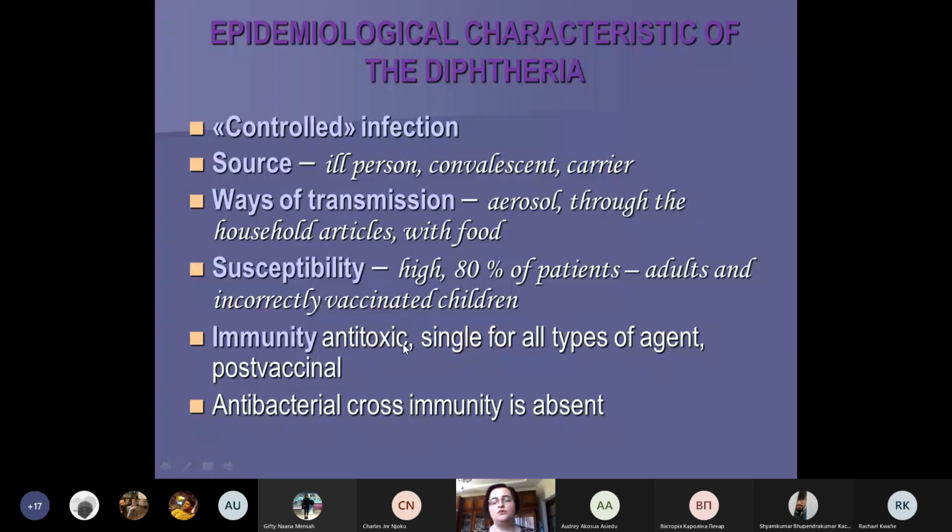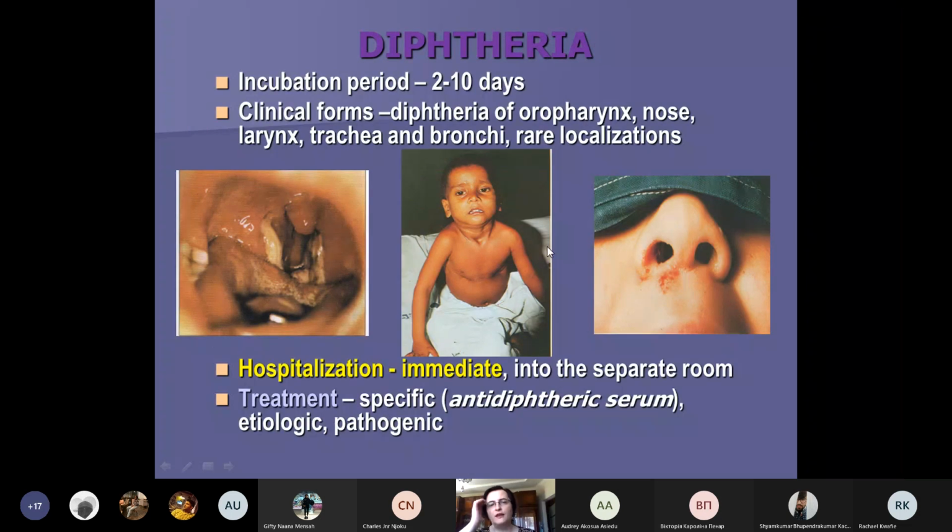Immunity: anti-toxic immunity, single for all types of agent, post-vaccinal. Antibacterial cross-immunity is absent. Incubation period is 2 to 10 days on average. Clinical forms: diphtheria of the oropharynx, nose, larynx, trachea, and bronchi. Rare localization can be the nose, yes, you see.